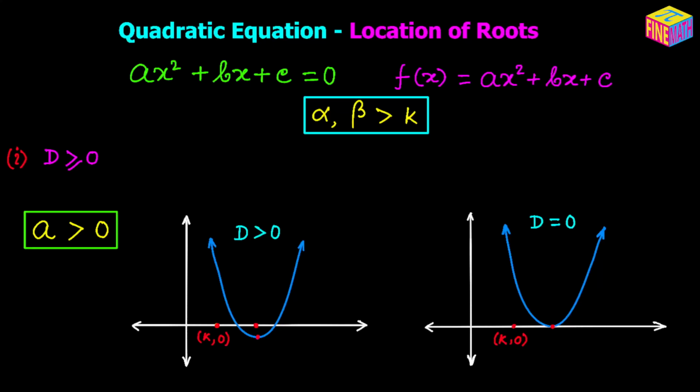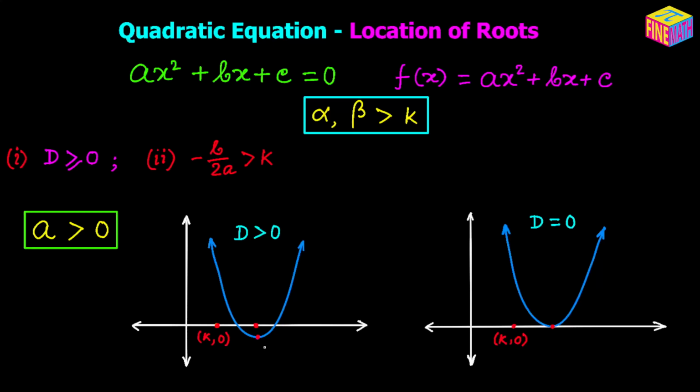Now, what is the x coordinate of the vertex? Well, the x coordinate of the vertex is negative b over 2a. So here I am going to note down the second condition. In the second condition, we are going to say that the x coordinate of the vertex must also be greater than k. Think about it, because we have to make sure that the roots are greater than k, right?